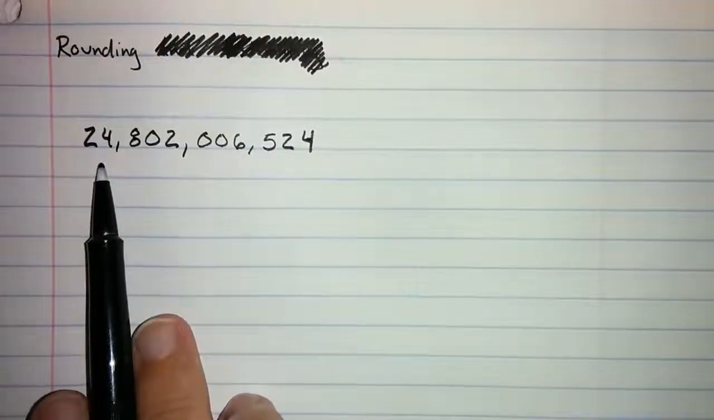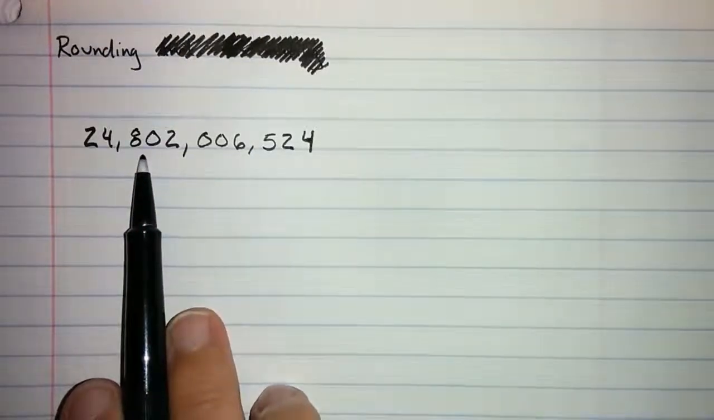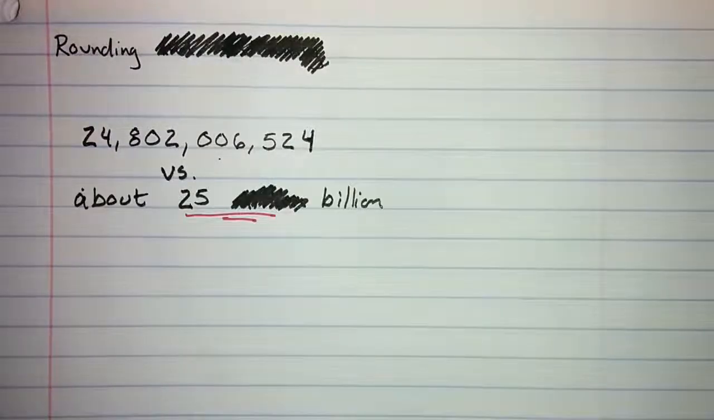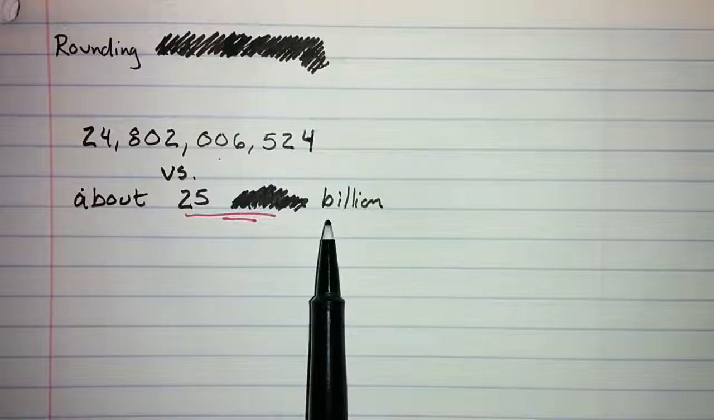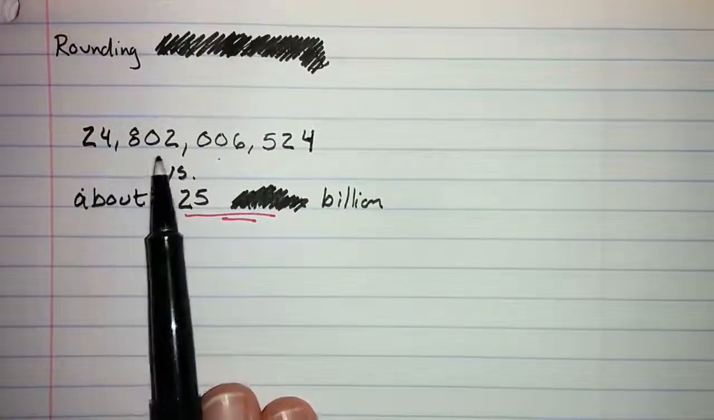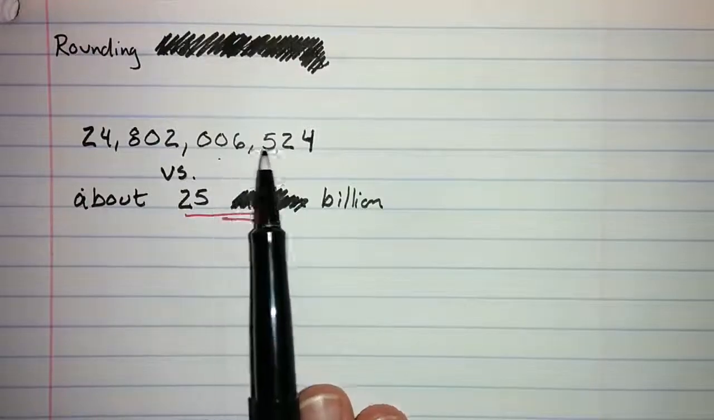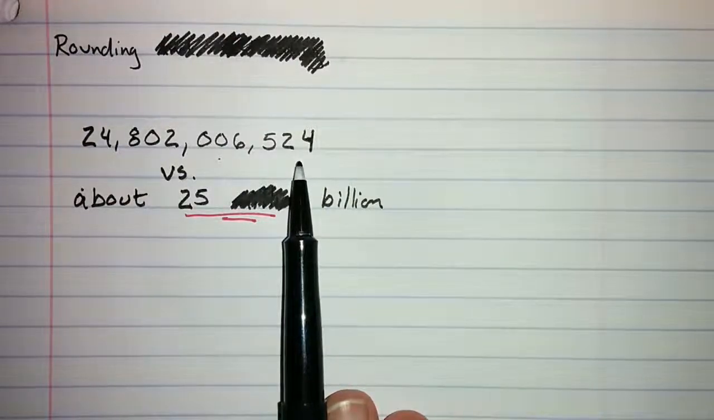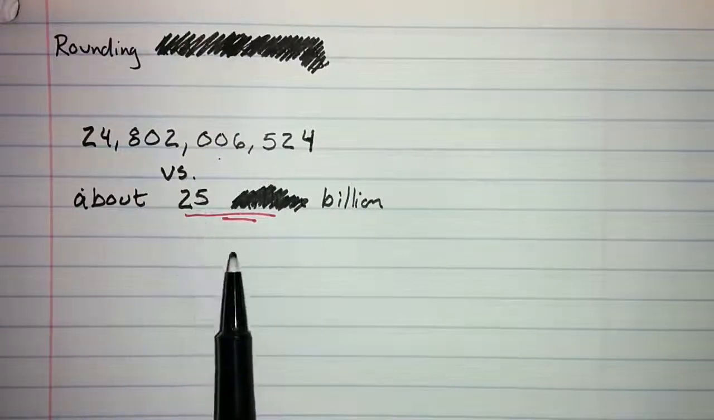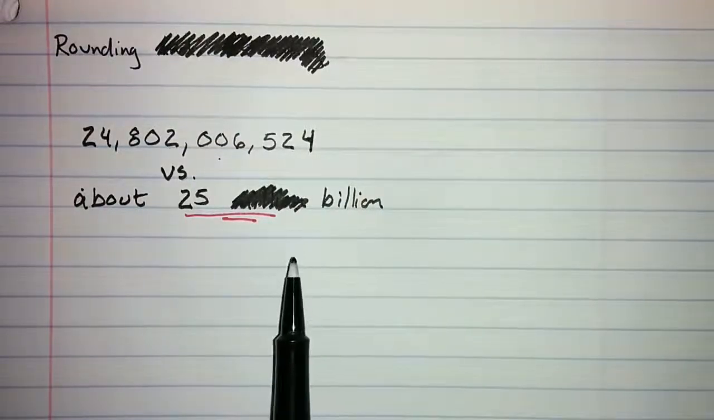Well, consider these two whole numbers. 24,802,006,524 versus about 25 billion. Which number is easier to take in? Well, this one is, right? Sometimes you don't care that you have exactly 24,802,006,524 spiders crawling up your leg. Sometimes it's enough to know that you have about 25 billion spiders crawling up your leg.